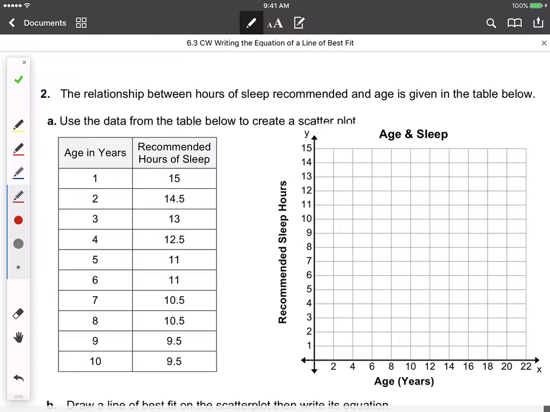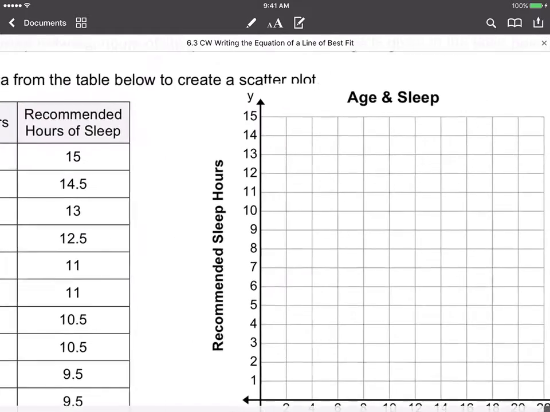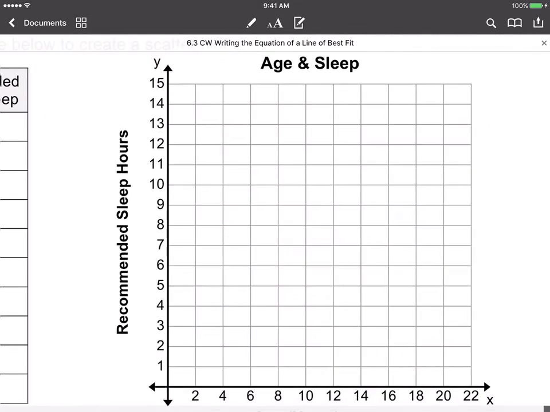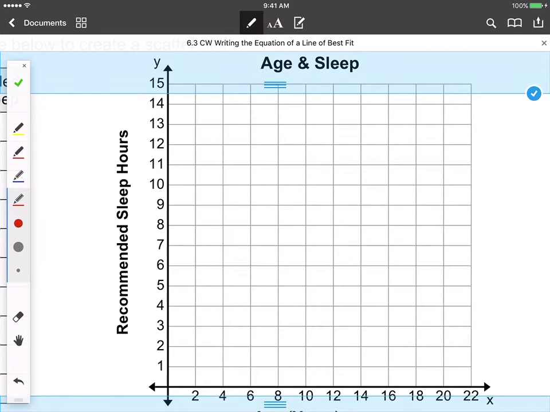So number 2, the relationship between hours of sleep recommended and age is given in the table below. Question A, use the data from the table below to create the scatter plot. So we need to plot all those points. I'm going to zoom in a little bit so I can do this a little bit easier. So first one we are plotting is point 1, 15.